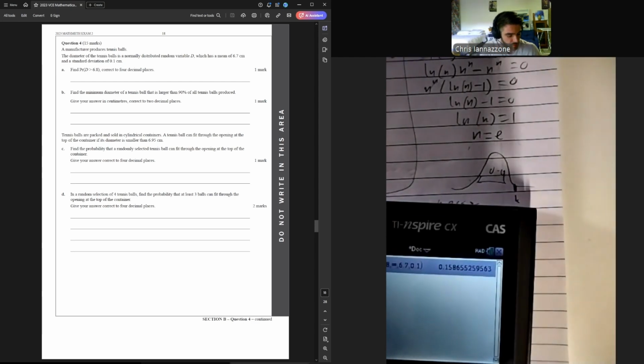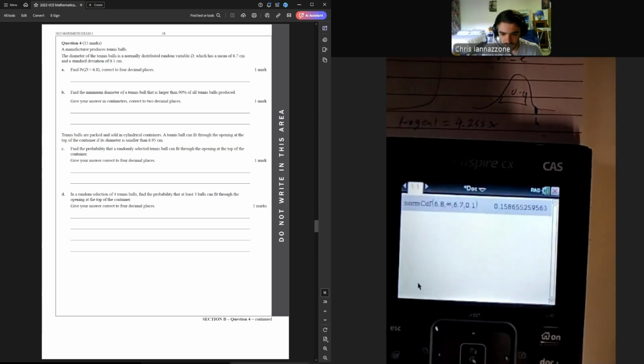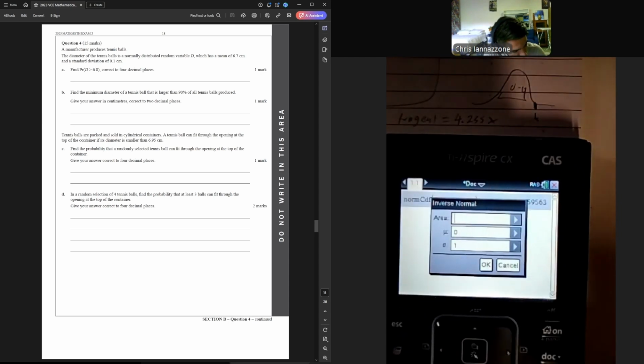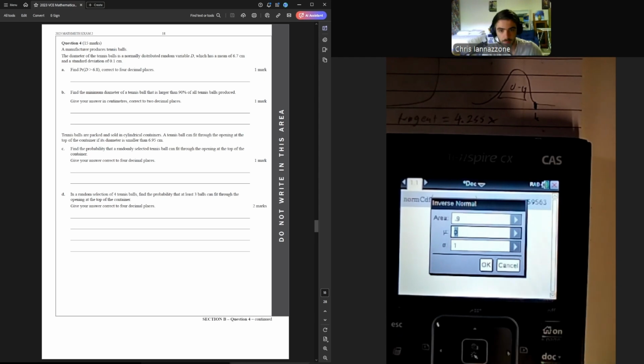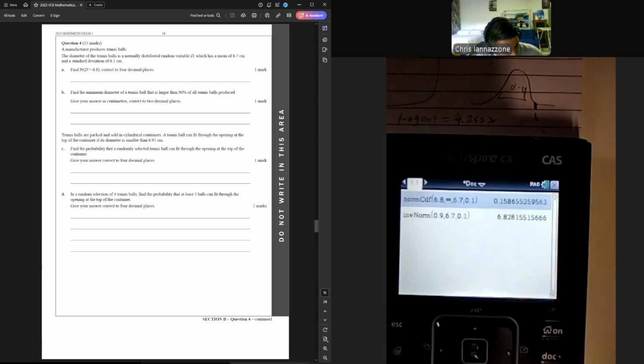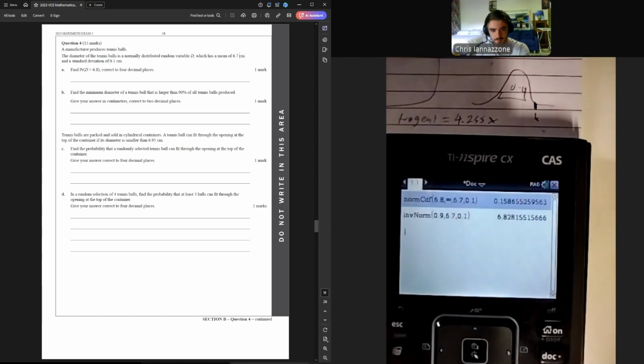So the way that works is using the inverse normal function. So same spot on the CAS under distributions, but it's going to be number 3 here, inverse normal. Area is just how much you want it to beat. So you want to beat 90% of the total possibilities, so you want your area to be 0.9. Mean and standard deviation, they're not going to change. 6.7, 0.1, and that's going to give us a diameter, so in centimeters, to 2 decimal places, would be 6.83 in this case.